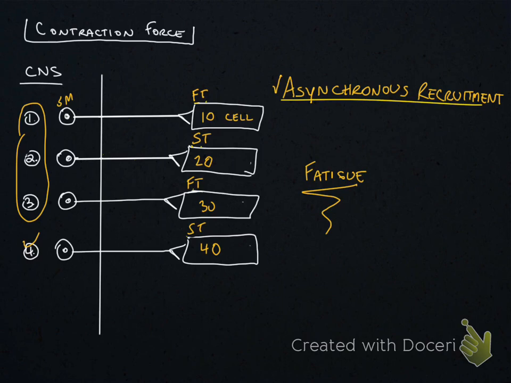Okay? So make sure you know what asynchronous recruitment can do, and also that the central nervous system can control the type, the number of somatic motor neurons, and how quickly the action potential is sent. This can actually change the kind of contraction that happens.